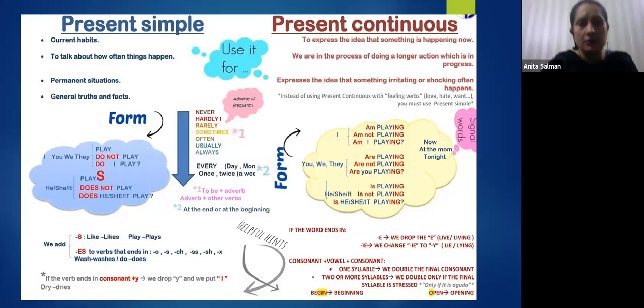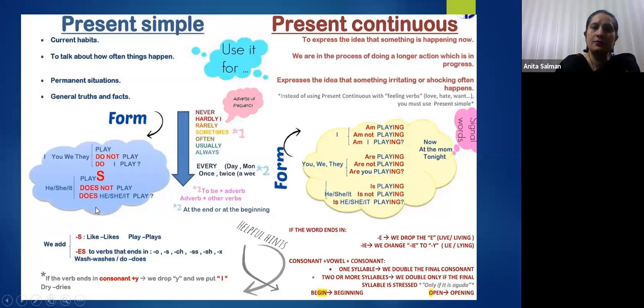Like you are playing, we are playing, they are playing. For negative, not will come after the helping verb. You, we, they are not playing, right? For interrogative, are will come at the beginning, before the subject, like are you playing, are we playing, are they playing, right? Now if your subject is he, she, it, then simply you have to use is, right?